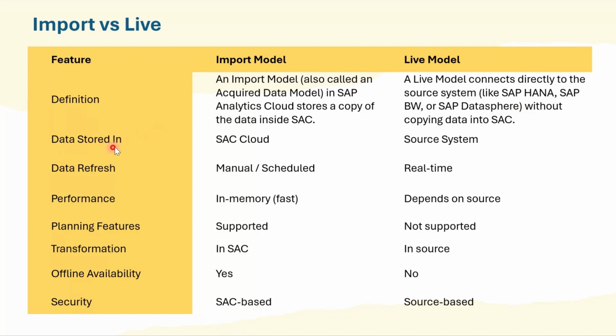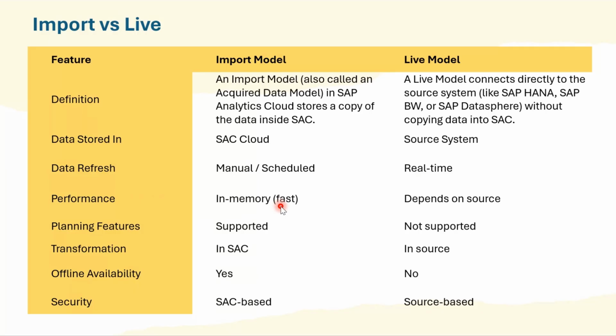Now the question is where the data is stored. In the case of an import or acquired model, data is stored in SAP Analytics Cloud. In the case of a live model, it is stored in the backend system, which is the source system. So it will be stored in BW, DataSphere, or SAP HANA based on the live connection. Then how is the data refreshed? In the case of an import model, we can manually refresh the data, we can schedule the refresh, or we can also use API subscription based refresh. In the case of API subscription, it will automatically get refreshed. In the case of a live model, we do not need to refresh the data. The data will always be real time data from the backend system. So whenever we execute any story built on the live model, the data will be fetched from the source system at runtime.